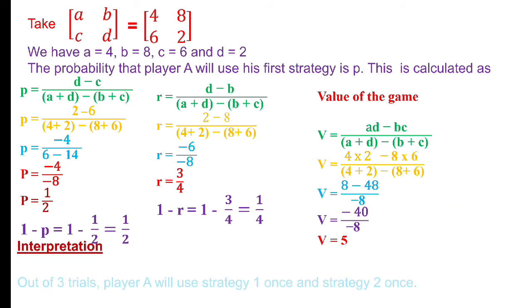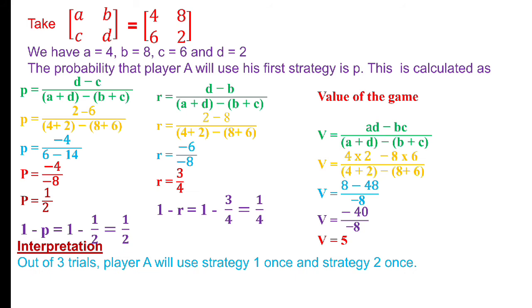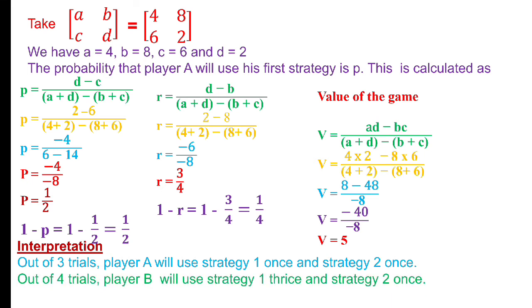So the interpretation of this: out of 4 trials, player A will use strategy 1 twice and strategy 2 twice, and B will use strategy 1 three times and strategy 2 once. Then we can say the game is favorable to A because of the positive value. The value of the game is positive. Then the graphical method.